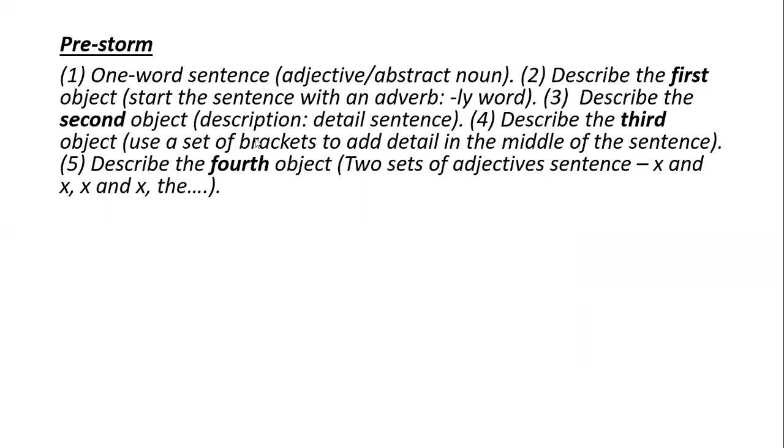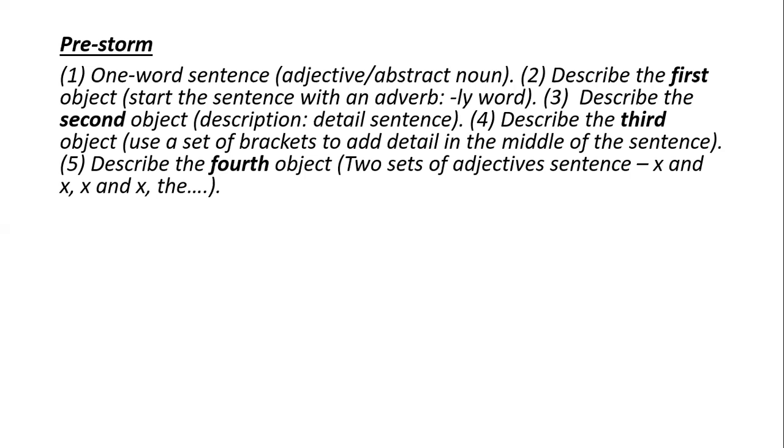Now that looks very busy, but if we isolate them one by one, you've got your first sentence, which is going to be a 1-word sentence to start with. So pick an adjective or an abstract noun, depending on what's appropriate. Your second sentence will concentrate on the first thing that you've decided to take from the picture, and you're going to start your sentence with an adverb, so more often than not, an ly word. Your third one, you're going to describe the second object you picked, and you're going to do a DD sentence, or a description detail sentence, which again, if you're not sure of, if I show you an example, it'll make sense.